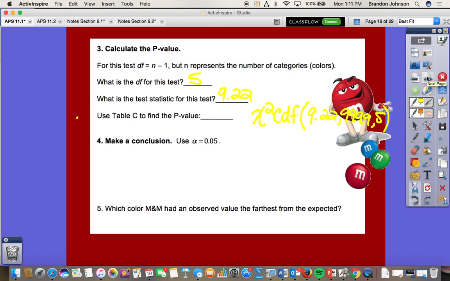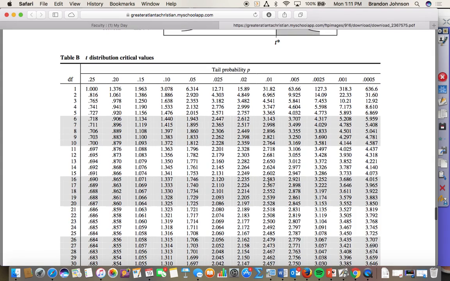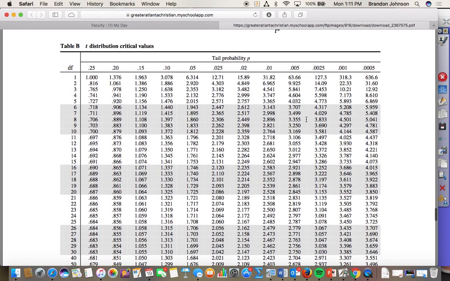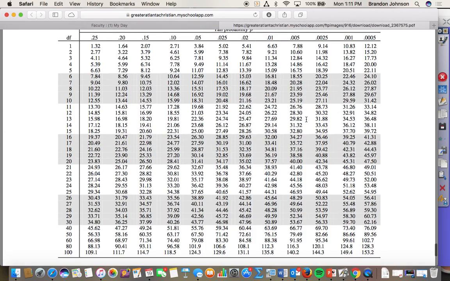Now, the one other thing that you can use is your table. It's actually very important that you understand both, because a multiple choice could pull from either. So if you went down to your test statistic, we have degrees of freedom of 5 and our test statistic was 9.22.